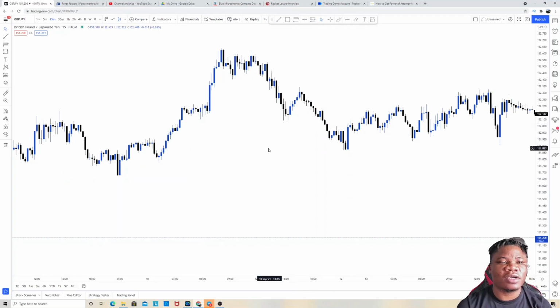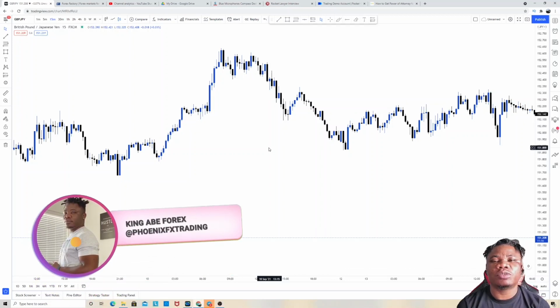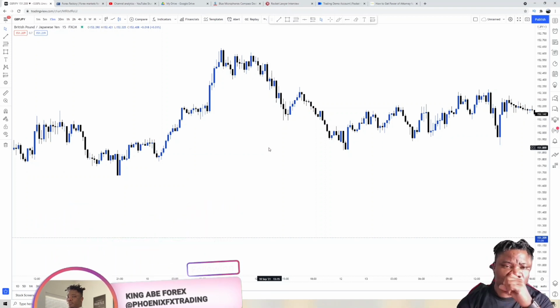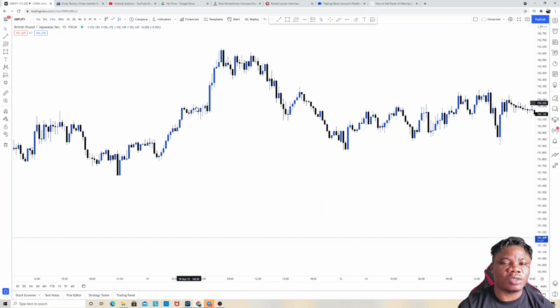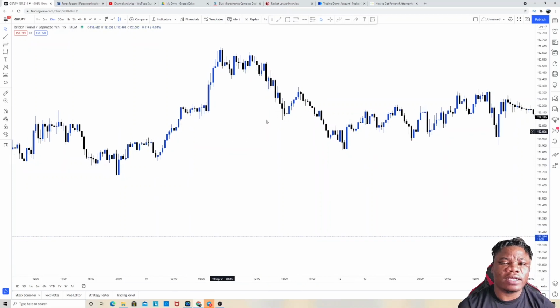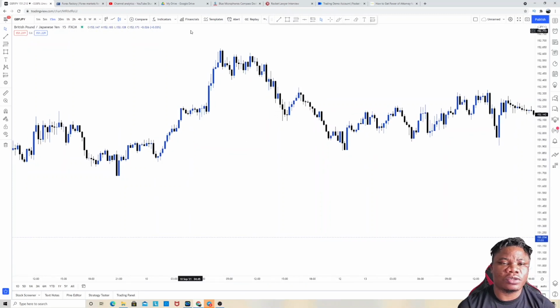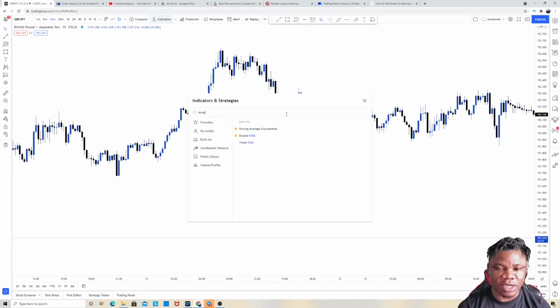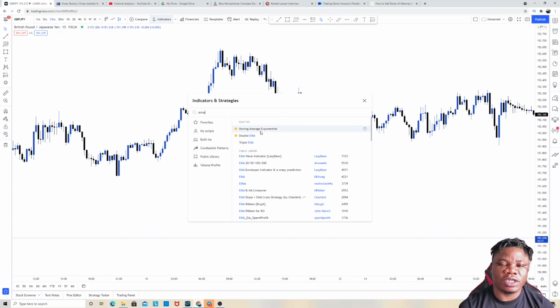Now, to use this strategy that I'm going to be showing you guys today, we're going to be using two indicators, and we're actually going to be using two moving averages. To add these indicators onto your chart, you go to indicators and search for EMA, that's moving average exponential, which is right here, and you just click on it twice.